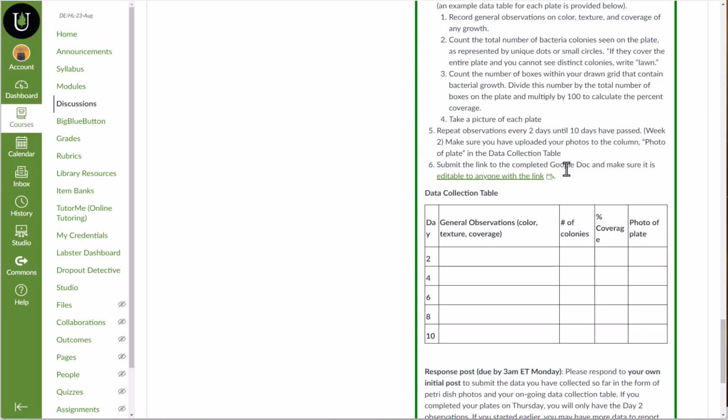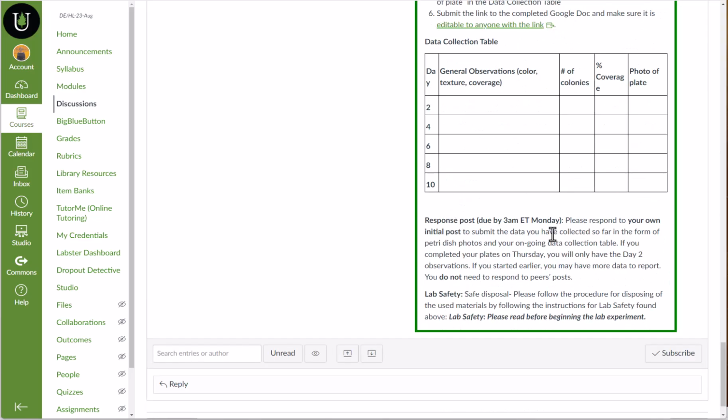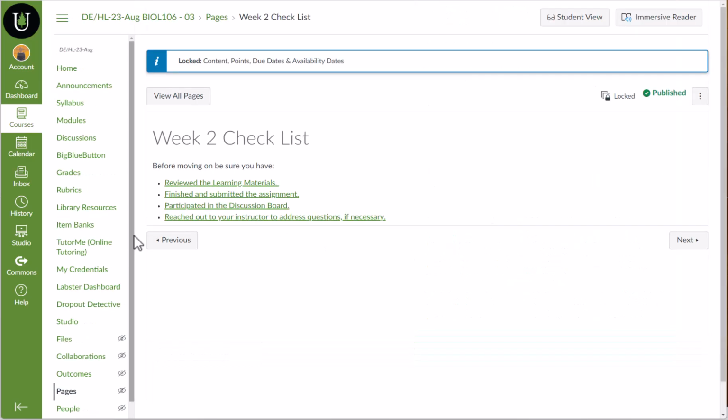When you submit your Google Doc, make sure that it is editable to anyone with the link so that we can get into it and see it. This is all in a discussion posting. So you'll have your initial post where I did some initial stuff, and then I want to add to that. So I'm just going to reply to myself in the posting. And then at the end, you have your checklist. If you encounter any issues, you have any questions as you're going through this, please let me know, and we can try to schedule a time to meet virtually.